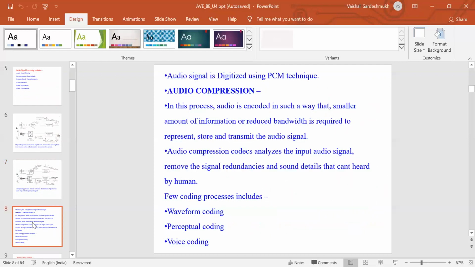Let us proceed further with audio compression. In audio compression, the signal is encoded in such a way that a smaller amount of information is used, to reduce the bandwidth. Compression is basically of two types, called lossy compression and lossless compression. In lossy compression, part of the signal is lost, and in lossless compression, the signal can be recovered as it is. A few coding processes to perform this task are waveform coding, perceptual coding, and voice coding.